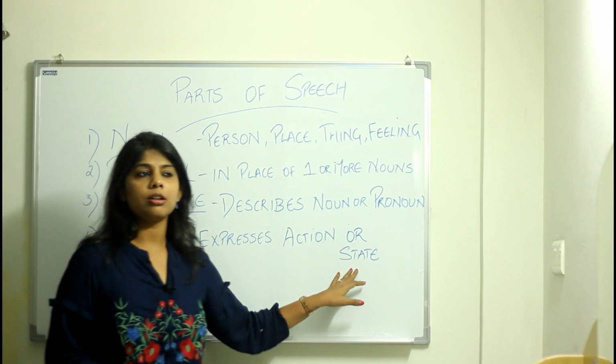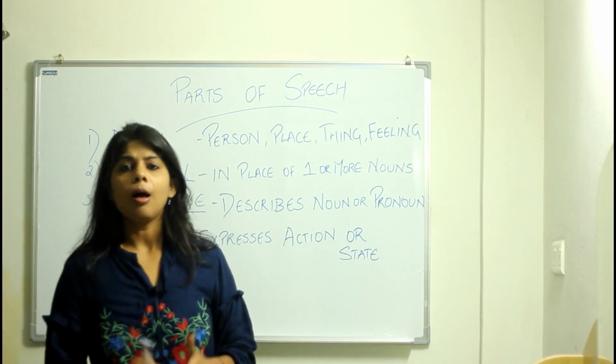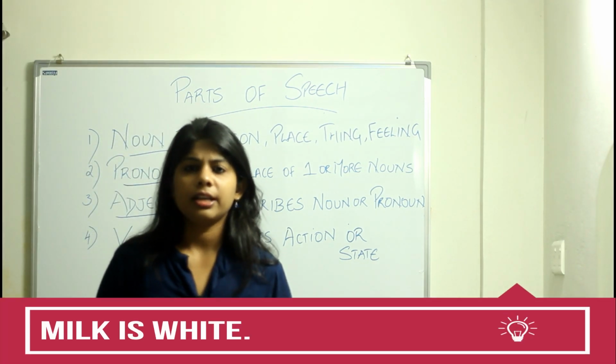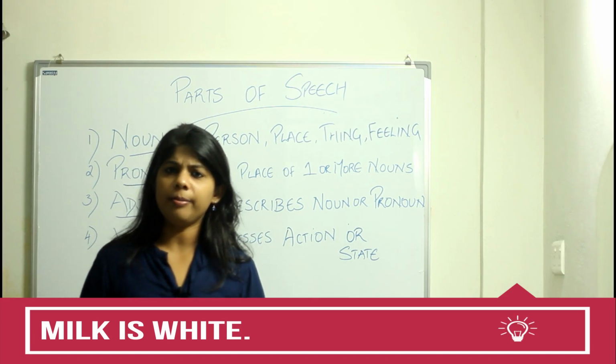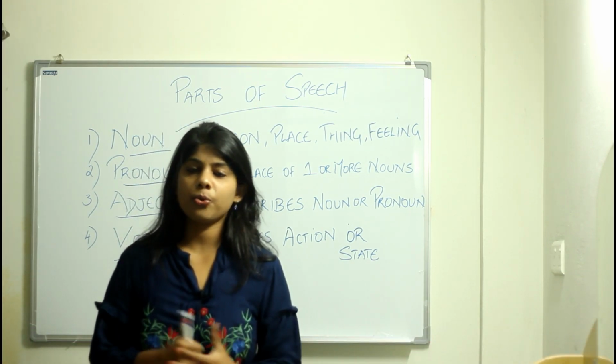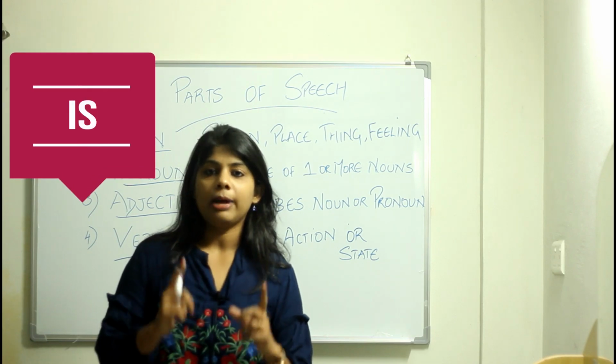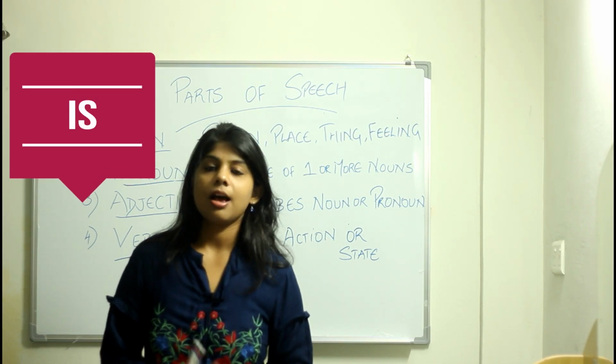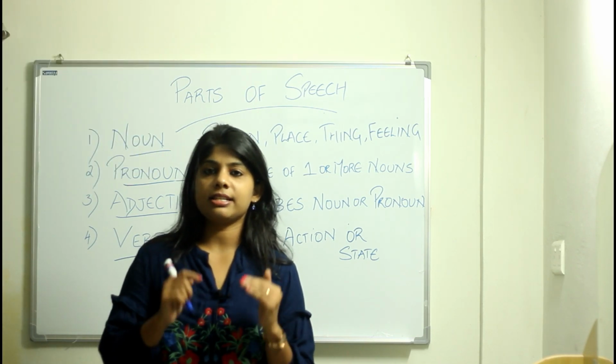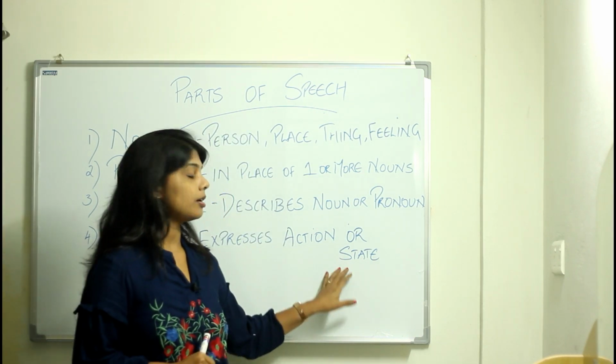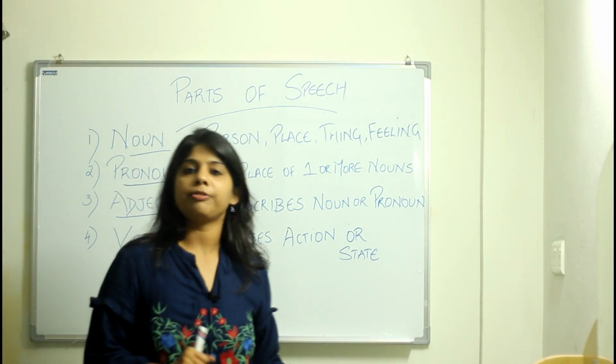Now, talking about a verb as a state. Milk is white. Here, can you identify the verb? There is no doing verb. There is. Is is the verb in this sentence. Milk is white in this sentence is a state. And thus is is the verb of the sentence.